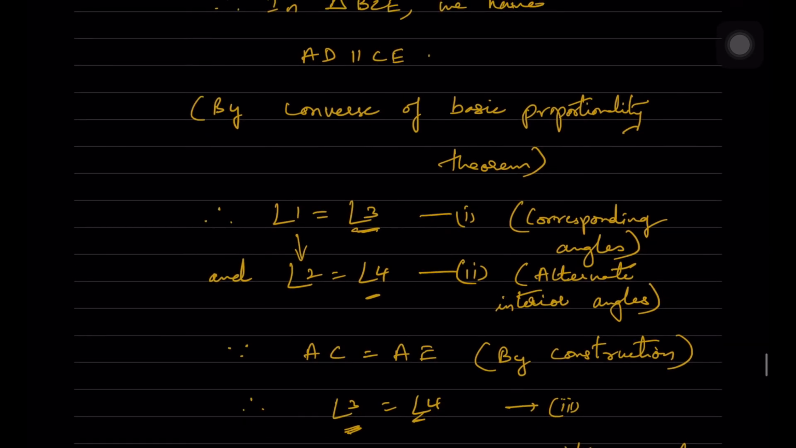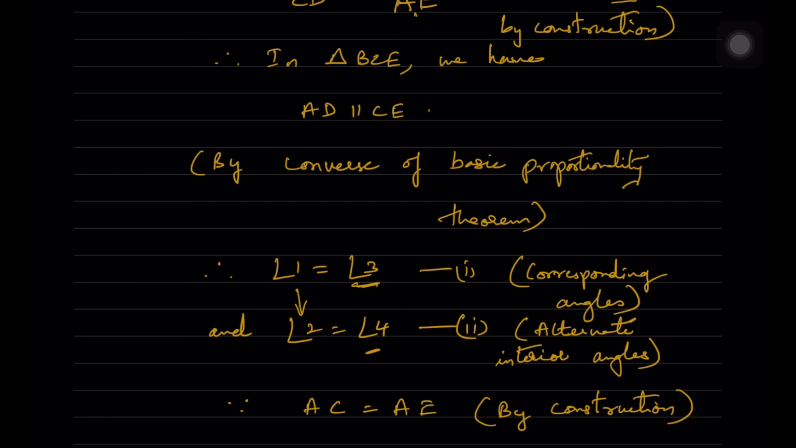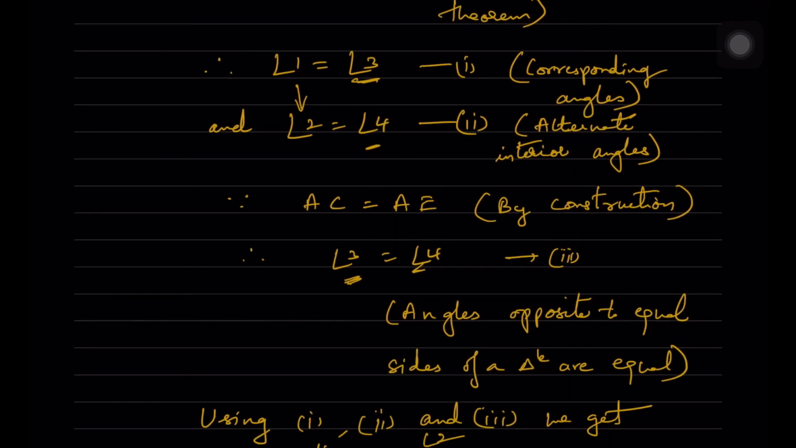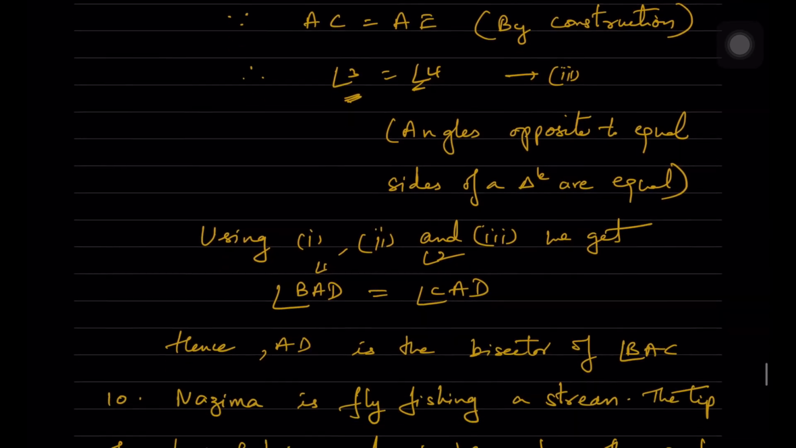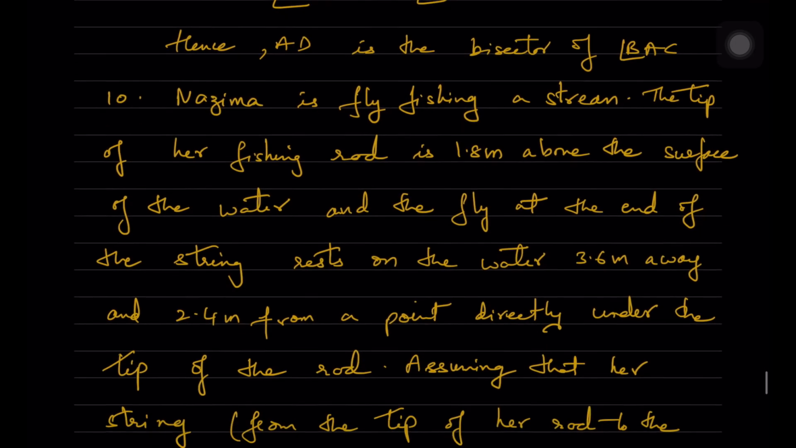So by converse of basic proportionality theorem, angle 1 is equal to angle 3, that is corresponding angles. Angle 2 is equal to angle 4, alternate interior angles. Therefore AC is equal to AE by construction, therefore angle 3 is equal to angle 4. So this is the third one. Angles opposite to equal sides of a triangle are equal, we know that. So using 1, 2 and 3 we get that angle BAD is equal to angle CAD. Hence AD is the bisector of angle BAC.